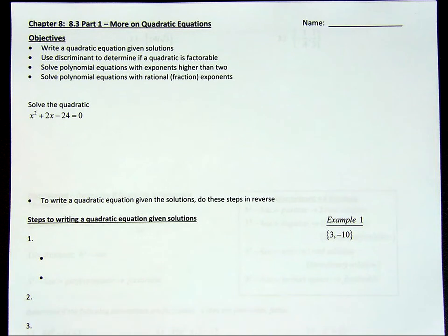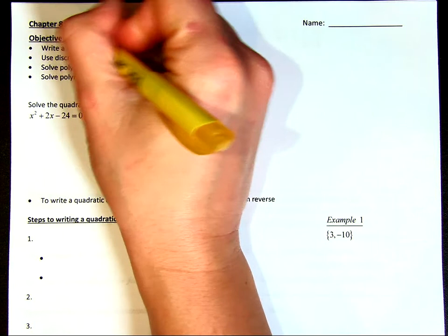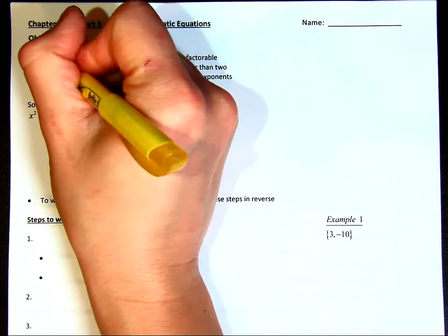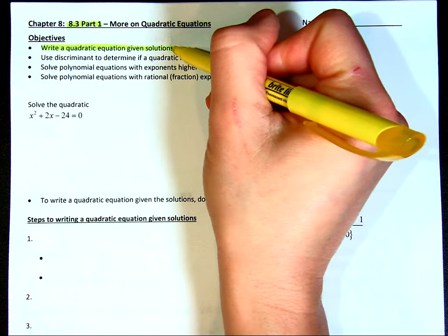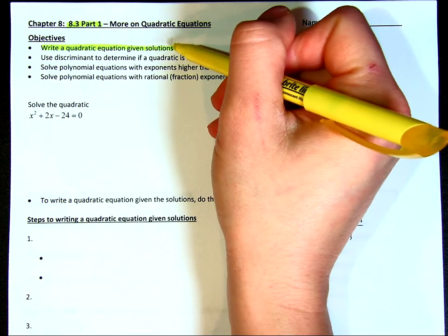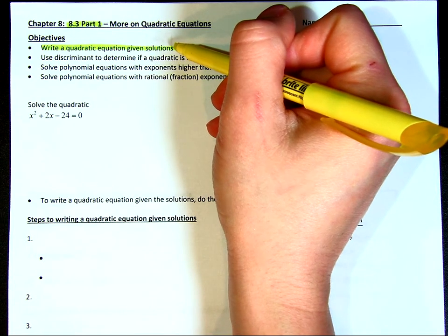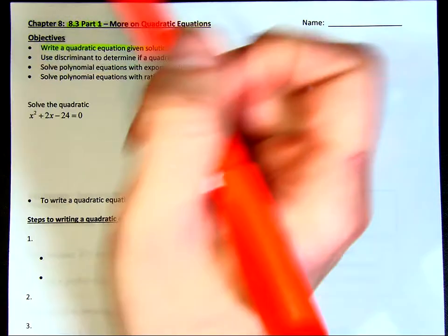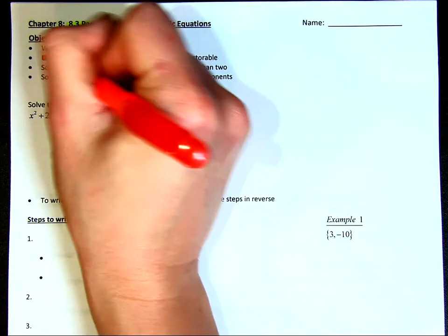Alright, so today we're looking at 8.3, part 1, and there's actually quite a bit that we need to do today. So the first thing we're going to deal with is writing quadratic equations when I give you the solutions. Normally you have to find the solutions. When I give you a quadratic equation, we're going to do the reverse of what's normal. The second thing we're going to do is use the discriminant to determine if it's factorable.